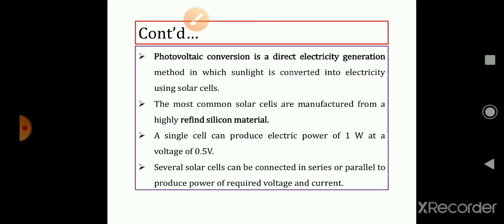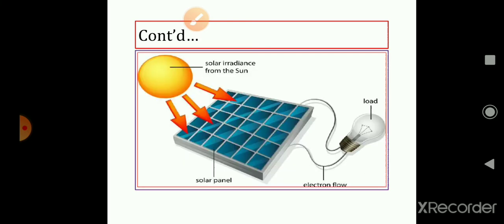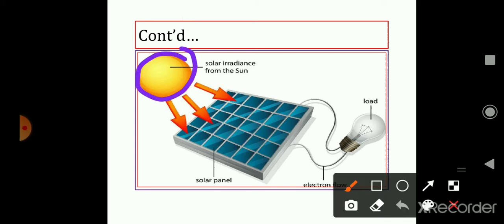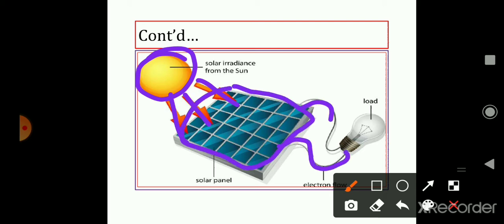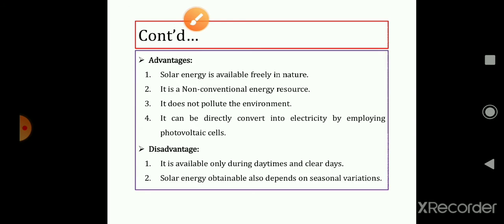So this is one procedure to convert solar radiation into electrical energy. This is a simple diagram. In this diagram we have the sun, from which we get solar radiation. Whenever solar radiation falls on a solar cell, it produces electricity. Then we utilize the electrical energy in this fashion. So this is regarding solar energy.